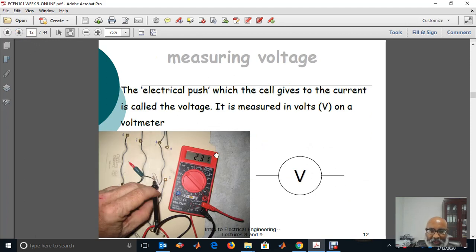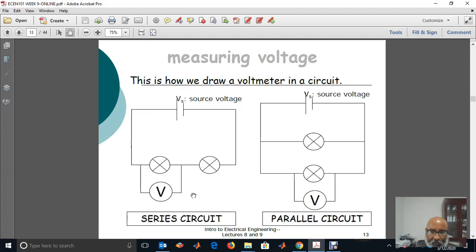And for measuring voltage, we use a voltmeter, and the symbol in a circuit diagram is represented by this. So when we measure voltage, we connect in parallel to the element. For example, if I want to measure the voltage across this lamp, I connect the voltmeter in parallel to the lamp. Remember, to measure the current, I have to connect it in series to the element. Here, it is in parallel.